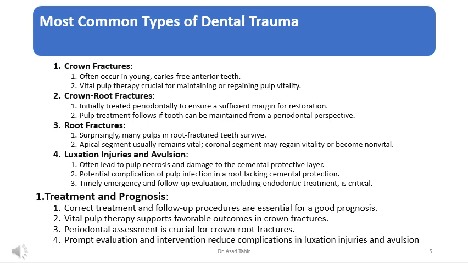Treatment and prognosis. Correct treatment and procedures are essential for a good prognosis. Vital pulp therapy supports favorable outcomes in crown fractures. Periodontal assessment is crucial for crown root fractures. Prompt evaluation and intervention reduce complications in luxation injuries and avulsion.